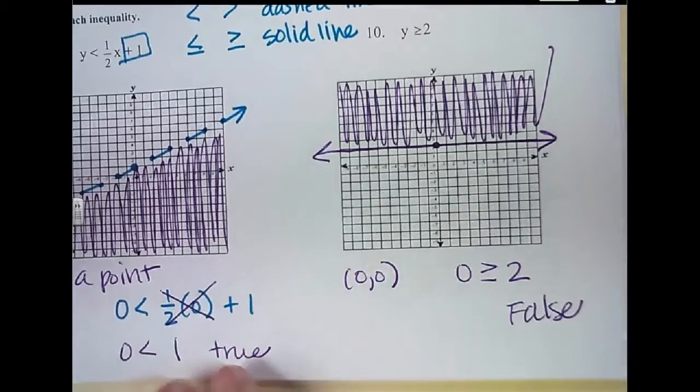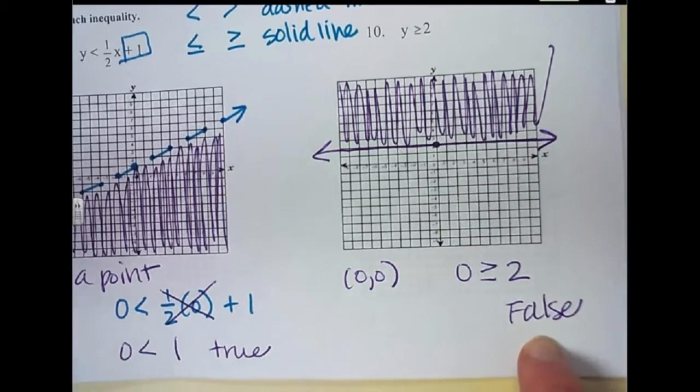So sometimes you'll get true, that means you shade where 0, 0 is. If you get false, you shade the other side. Only if the line is directly on 0, 0, I would pick something else.